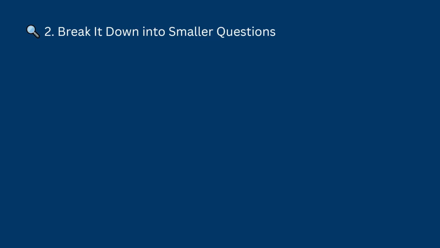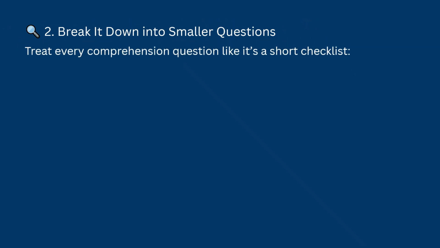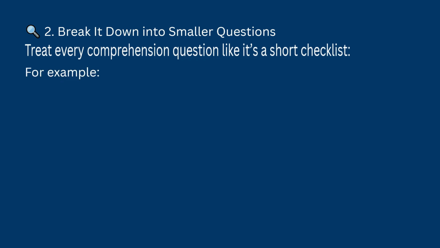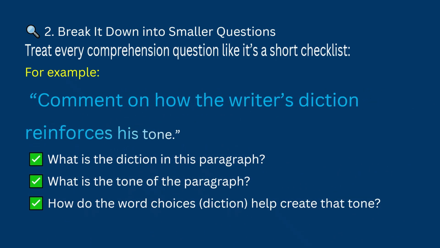Step 2. Break down the question into smaller questions. Treat it like a mini checklist of smaller questions. Treat every comprehension question like it's a short checklist. And here's an example for you. Comment on how the writer's diction reinforces his tone. Now, this seemingly simple question can be broken down further into 3 separate questions.